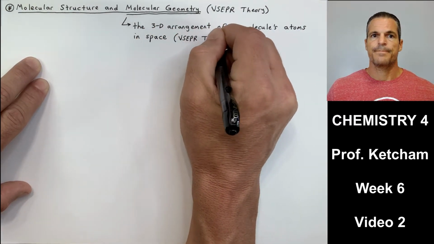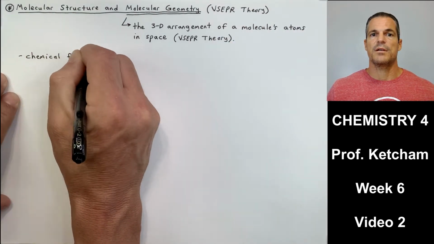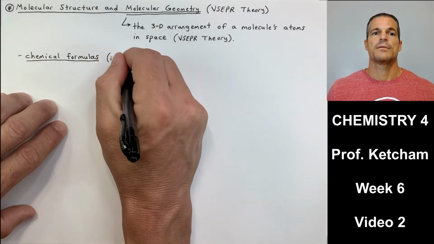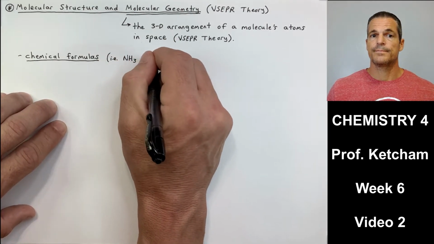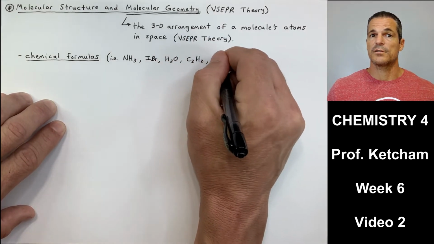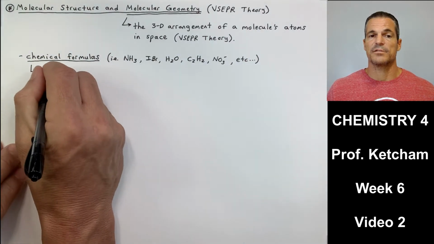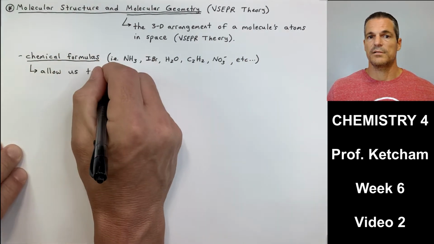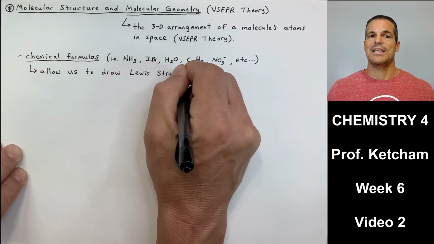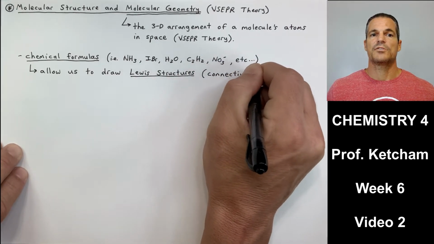Molecular geometry is the 3D arrangement, 3 dimensions, of a molecule's atoms in space. Okay, VSEPR theory. So chemical formulas are great. We used these to make our Lewis structures, right? Counted up the valence electrons and did stuff like that. We've got our final structure. So chemical formulas allow us to draw Lewis structures, and we did that in week 6, video number 1, the last video.